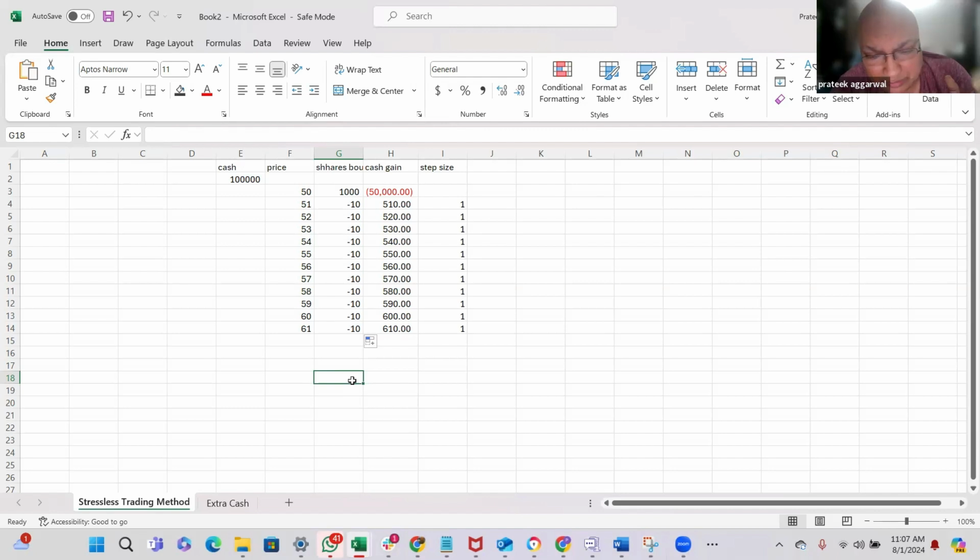So as you can notice, there's a few parameters that need to be set to build the strategy. One is the amount of cash that you use to buy your initial shares. So this becomes one parameter.